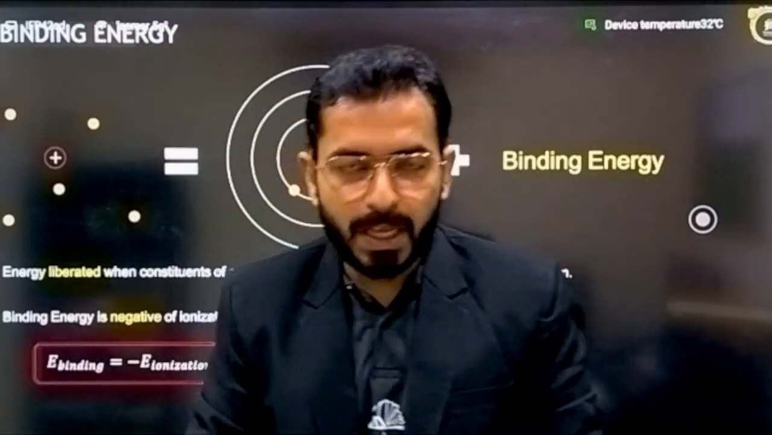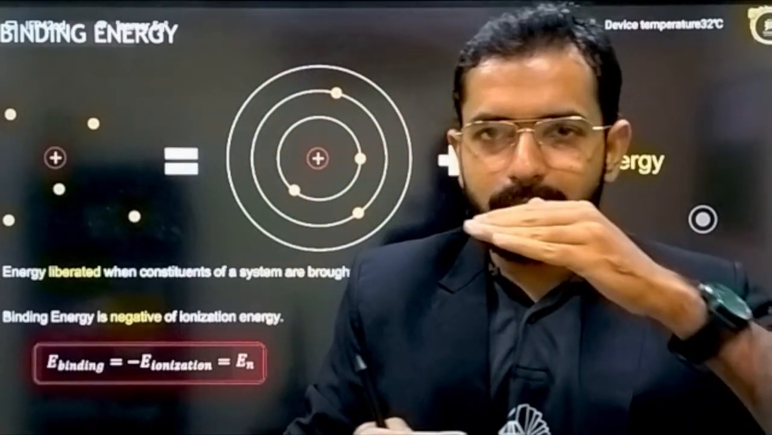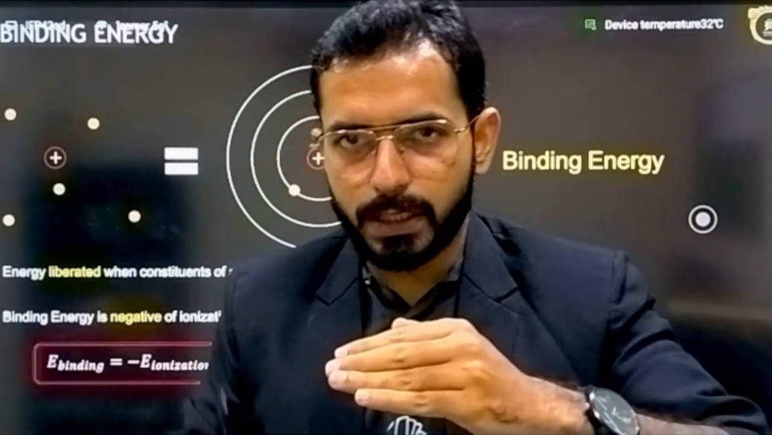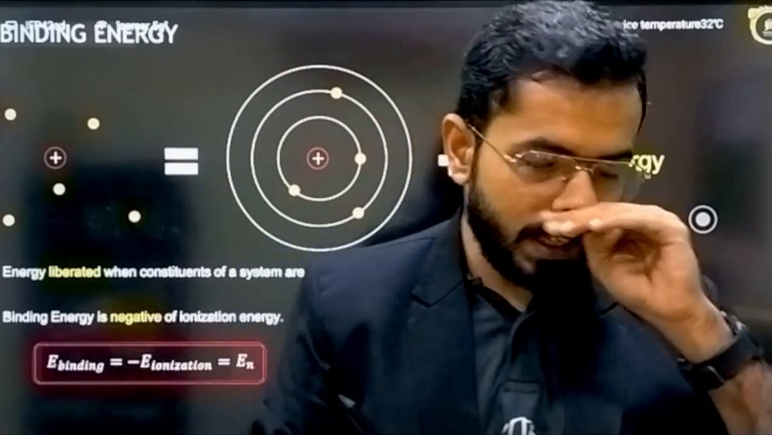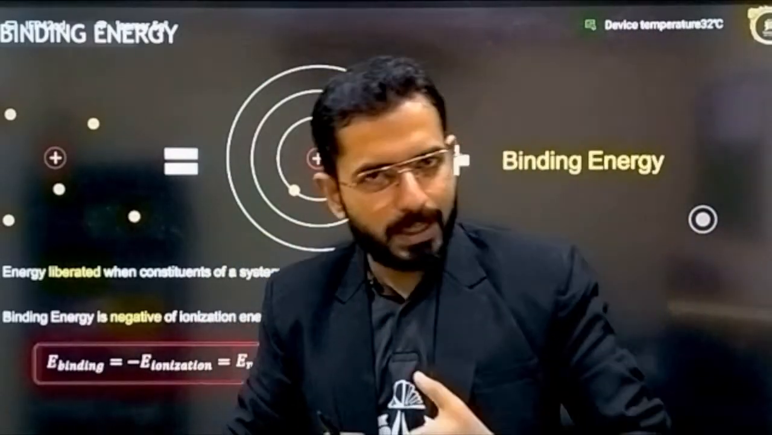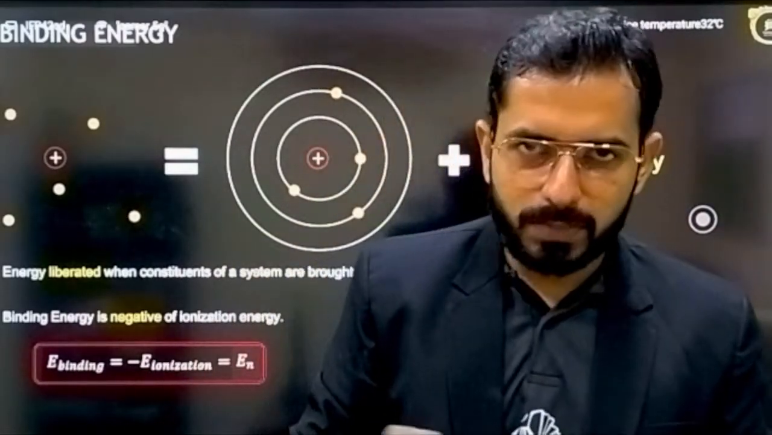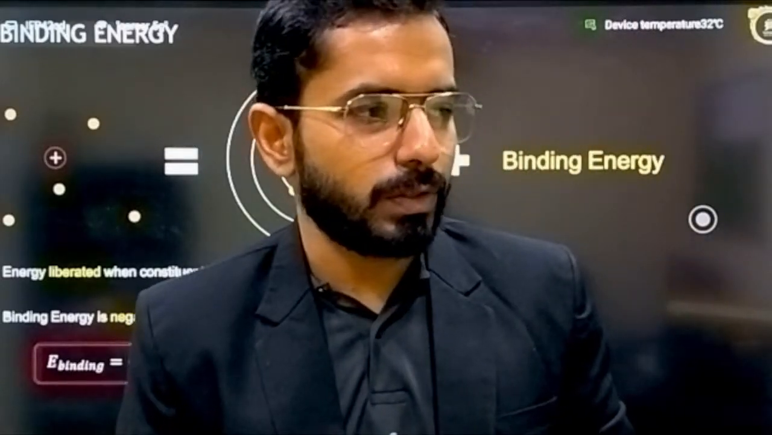What is ionization energy? Ionization energy is taking the electron from the ground state to an infinite state. What is binding energy? Binding energy is taking an electron from infinite distance and bringing it to n equals 1, that is the ground state. So if you are going with the formula, just take a negative sign in that, that's it. That will do your job.